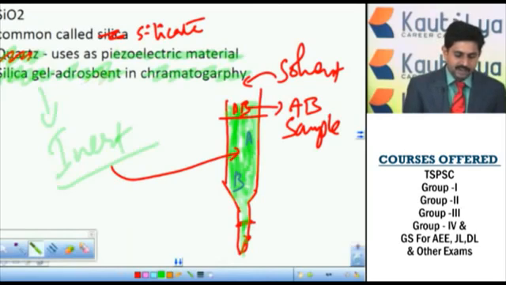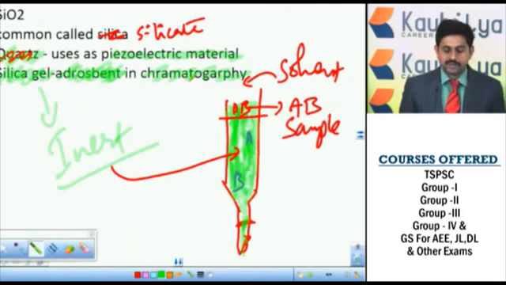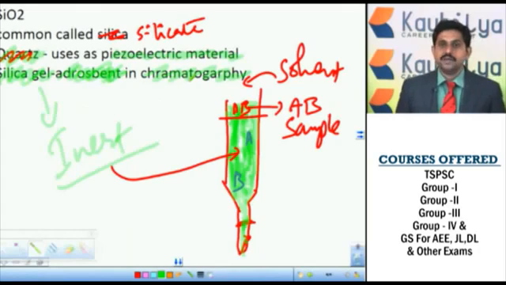So it acts as an adsorbent in chromatography for the separation of different types of liquids which differ in their adsorption capacity. So that is the information regarding your carbon family. Thank you.